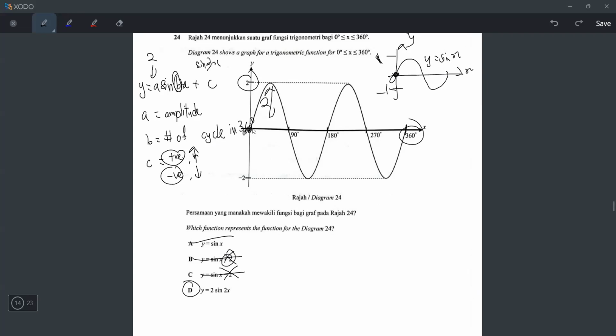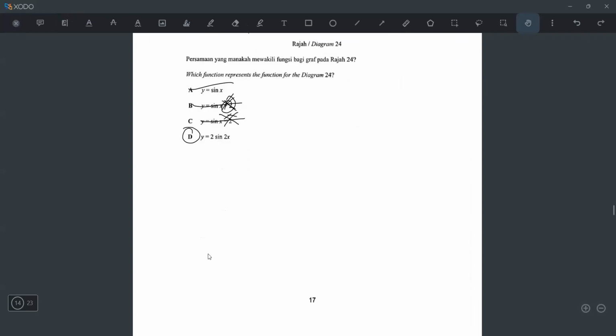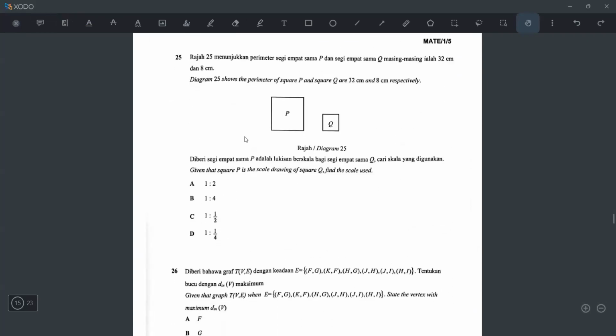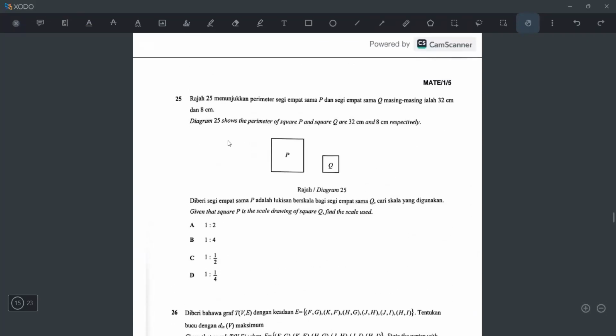So you can see that the starting never changed. The ending also still there. It doesn't move up or down. That's why there shouldn't be plus 2 minus 2. The answer is okay. This is very self-explanatory lah if you understand the concept. You just have to understand what all the numbers mean.